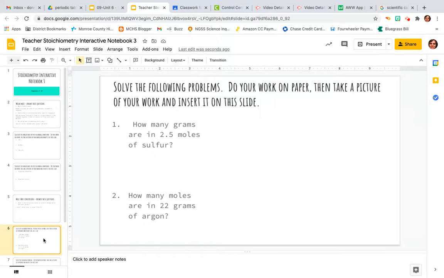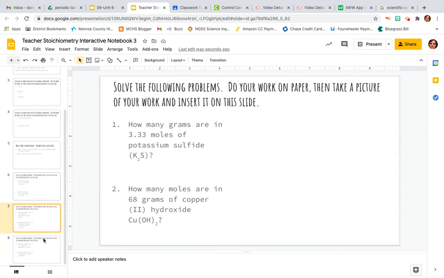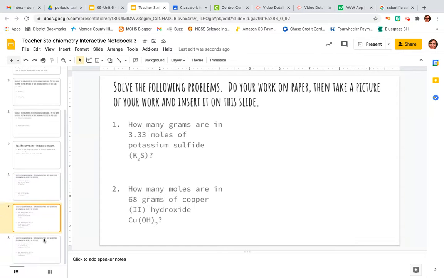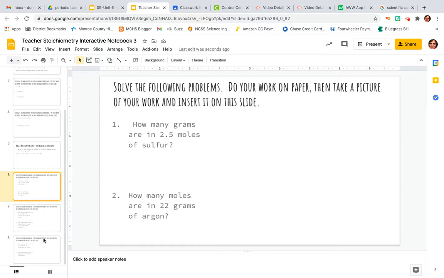So again, I have 3 slides here where you are going to be converting between mass and moles. And so these are your practice problems to do on your own. Again, you are going to be doing it on a piece of paper, taking a picture, and inserting it on this slide. Again, please make sure that your answers are labeled, that your work is labeled, number 1, number 2, whatever. And then you can do both of these on the same page and insert that picture on this slide.